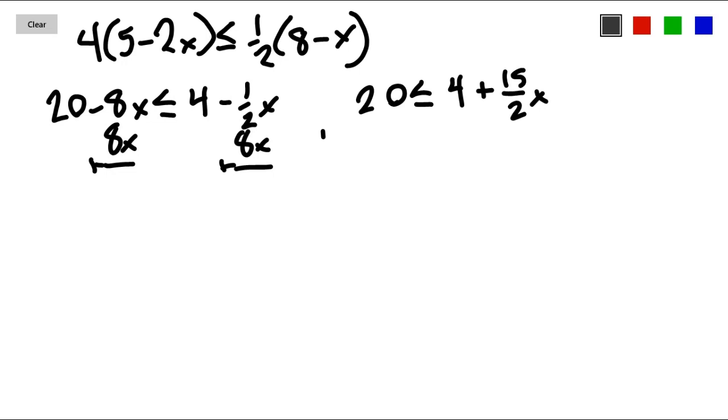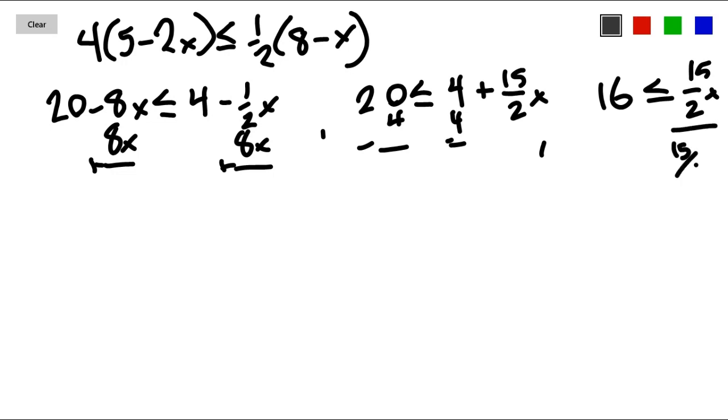And then I subtract 4 from either side. And when I do this, I have 16 is less than or equal to 15/2 x. And then the last step is to just divide both sides by 15/2. So I have 32/15 is less than or equal to x for my answer.